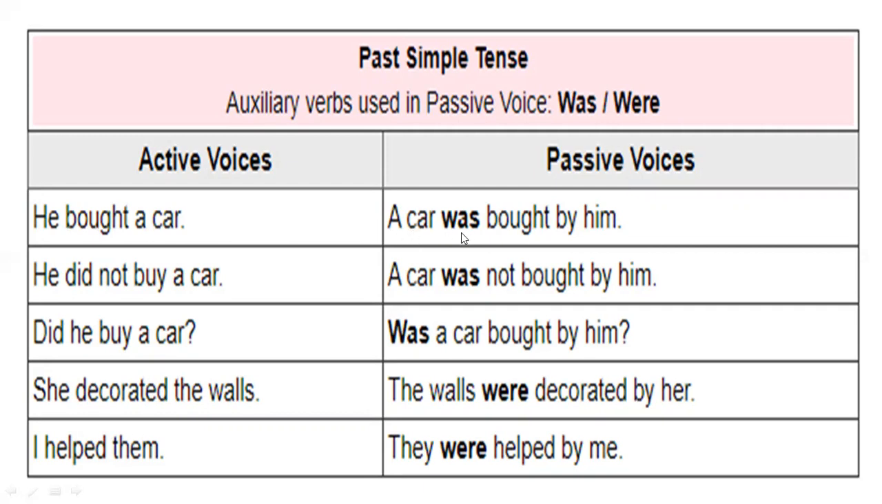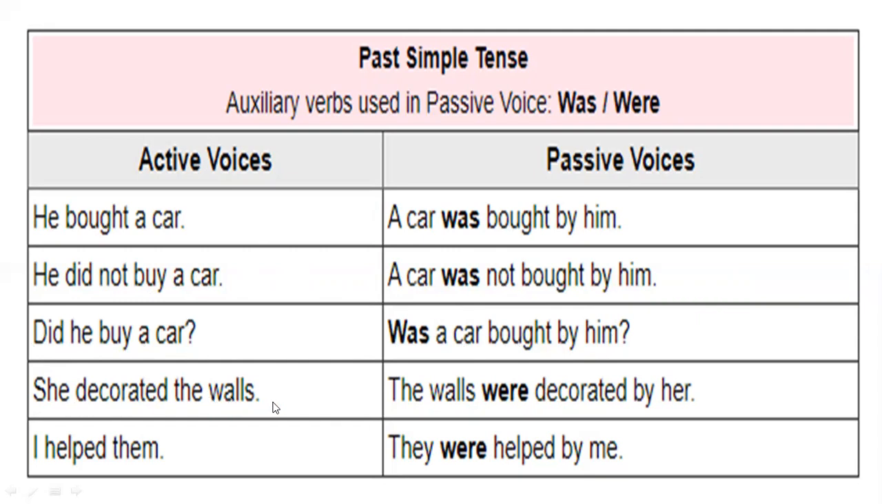Helping verb is used, that is here as it is written, was and were. So according to the car, we will be using the singular verb, that is was. Third form of verb, bought. By is an additional word in passive voice, and the pronoun of the subject changes, he would become him. He did not buy a car. A car was not bought by him. See, after the helping verb or auxiliary verb, we'll be using not. Did he buy a car? Was a car bought by him?